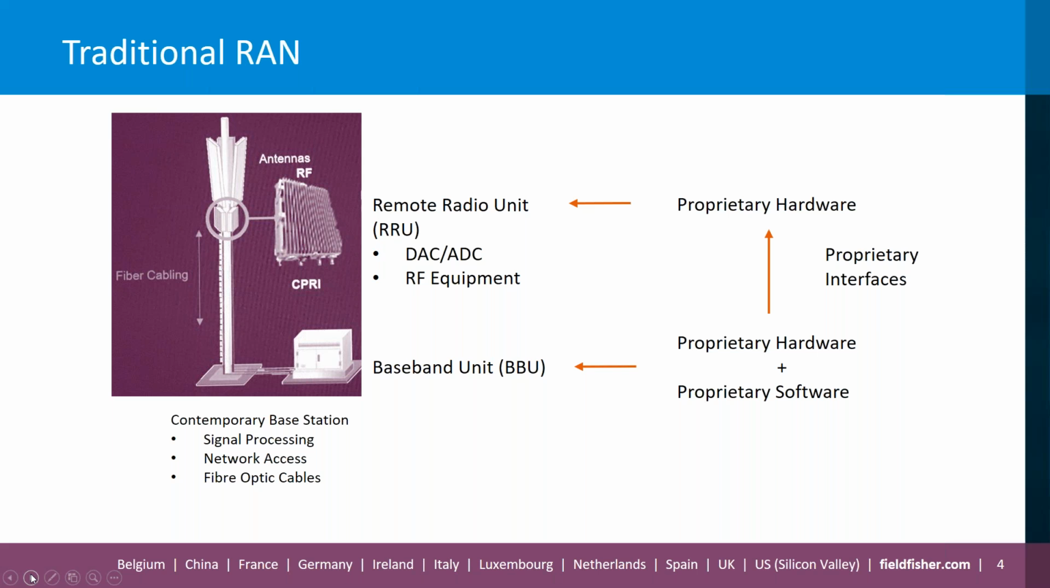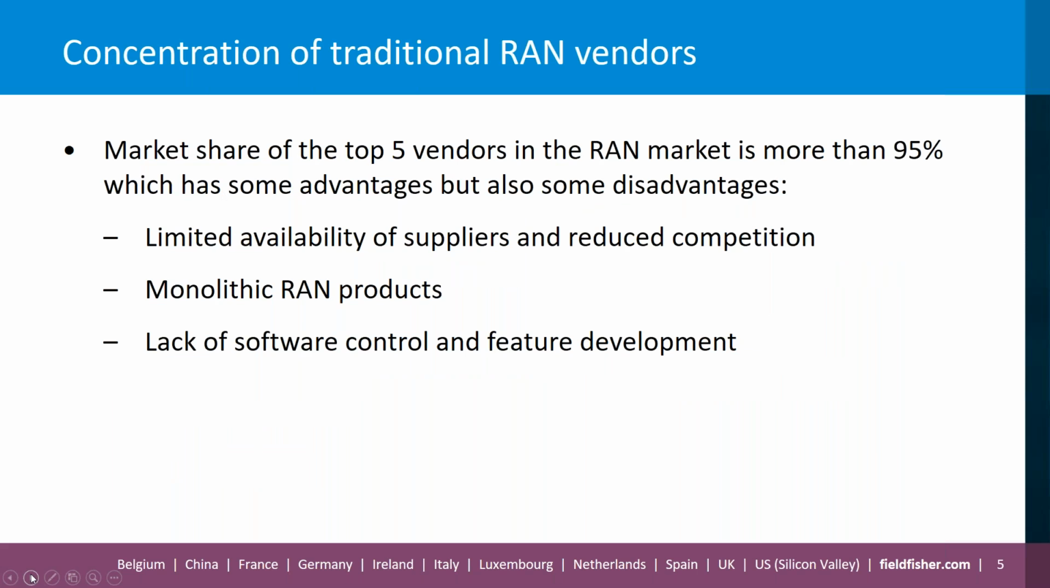So if you can go to the next slide. In essence, we've got this vendor concentration in the UK. The top 5 vendors in the RAN market account for more than 95%. And this concentration of market share has some advantages, but for operators that buy and operate RAN equipment, there are also some downsides.